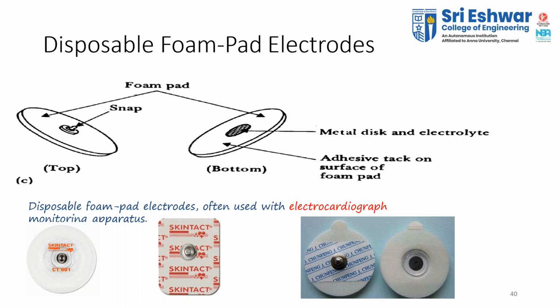Yes, or if you go for any physiotherapy treatment, the physiotherapist will place these kinds of electrodes over the muscles, to give ultrasound or some frequencies to make your muscle relaxed. A contracting muscle gets relaxed. So this is a foam pad, this is a top view, this is bottom view. This is metal disc and electrolyte. This is used to conduct your frequency to your muscle. This is adhesive tag on the surface of the foam pad.